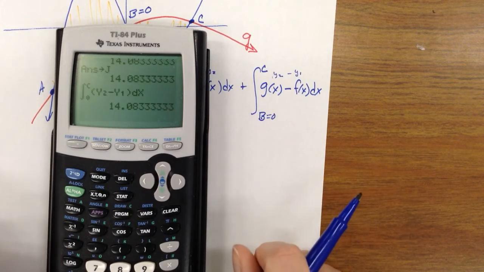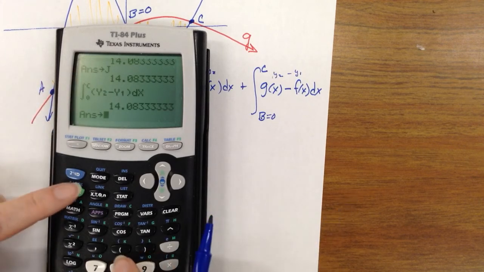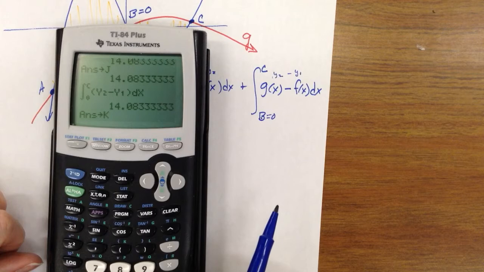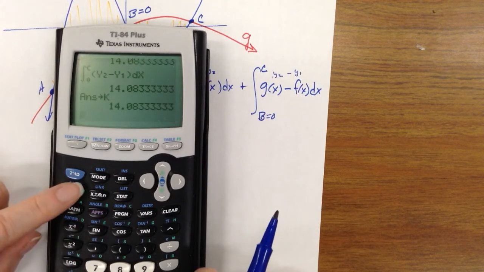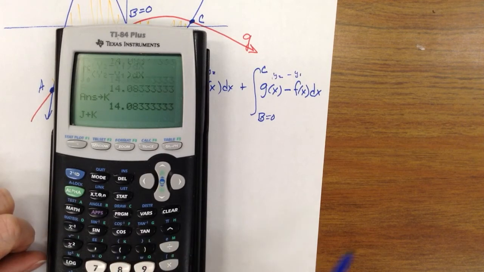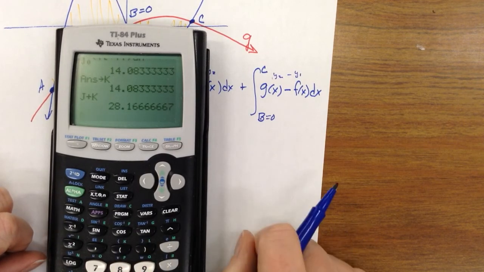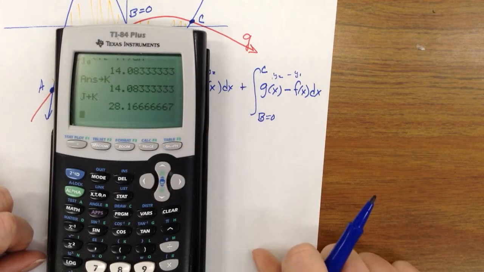I will store that one. Now you have to remember you stored the other one in J, so don't use that. I'll use K, just because. And then our final answer would be alpha J plus alpha K. That one you can either truncate or round to 3 decimal places.